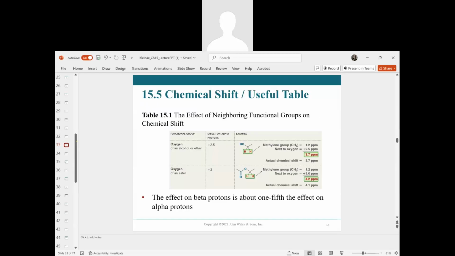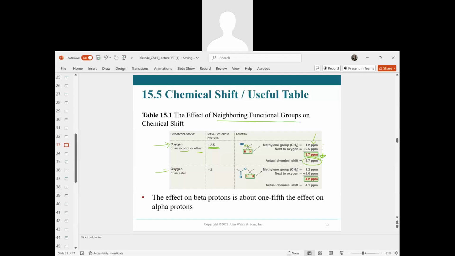And then we can also see in all of our calculations, we would include the neighboring functional groups as well. So whenever there's an oxygen present, so either an alcohol or ether in the vicinity, so this would be our alpha carbon and then the alpha protons here, to that oxygen in an alcohol, we would add 2.5 to whatever our starting is. So we have our methylene group here, so CH2. So you can see 1.2 plus that oxygen value of 2.5 gives us approximately 3.7, and that's the actual observed chemical shift. So that's a very good approximation.